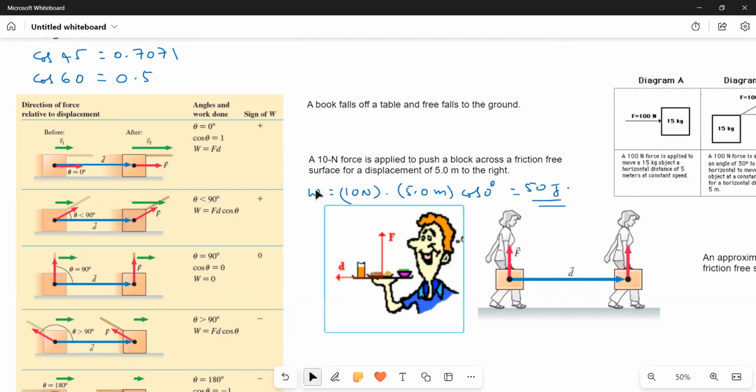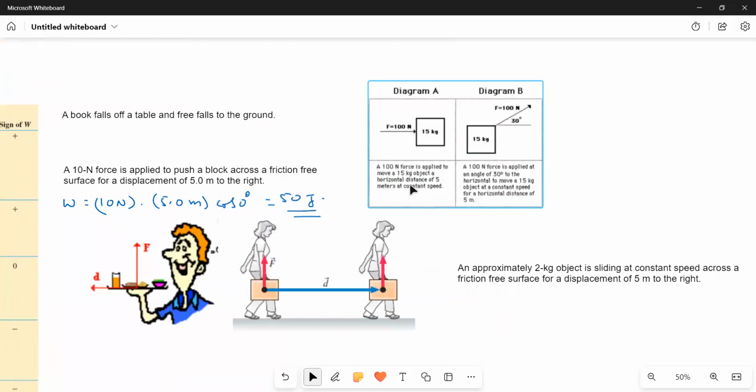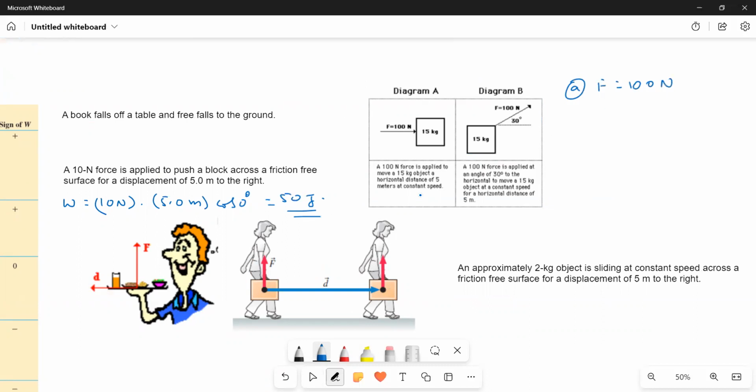Now let us see how the angle affects the work done. Here is another example: 100 newtons and 5 meters. In diagram A, F is equal to 100 newtons and the displacement is 5 meters. Here theta is equal to 0. Therefore, W is equal to 100 times 5 times cos 0, which is equal to 500 joules.